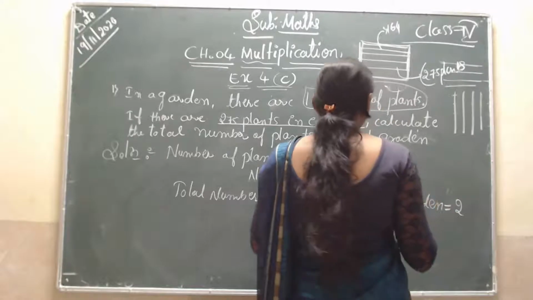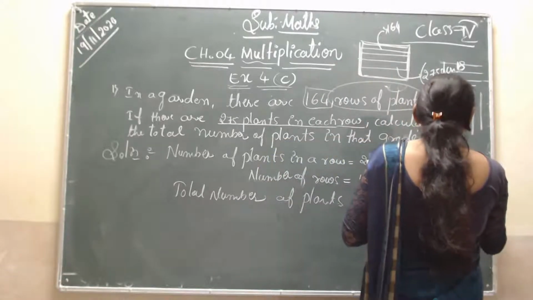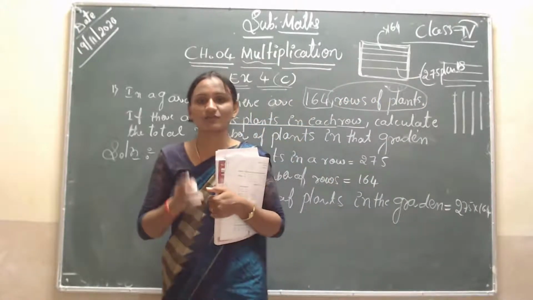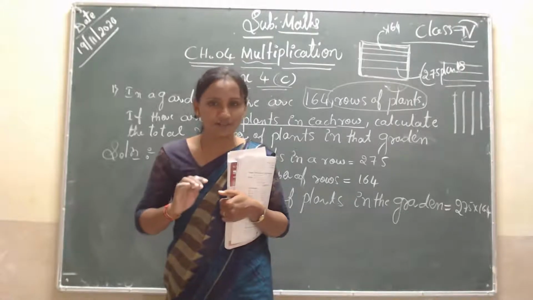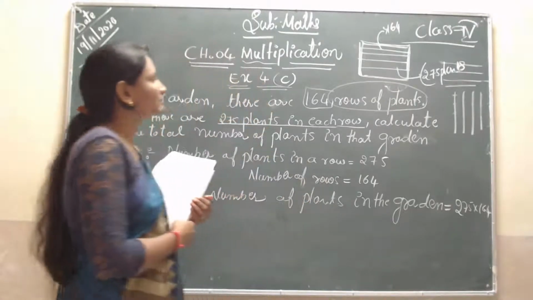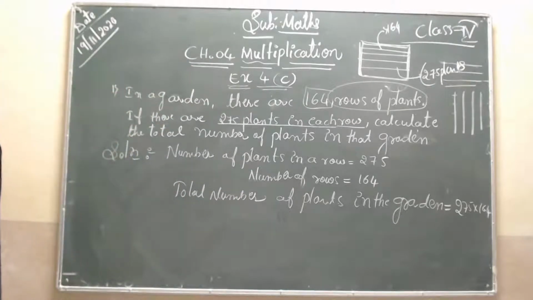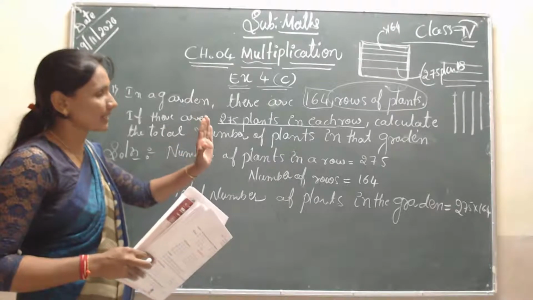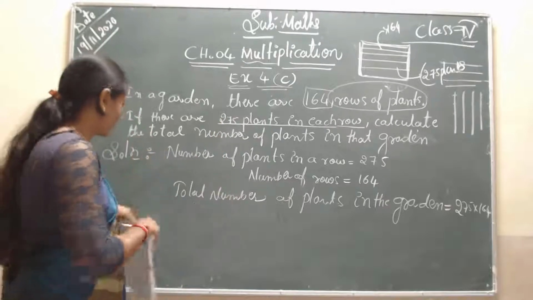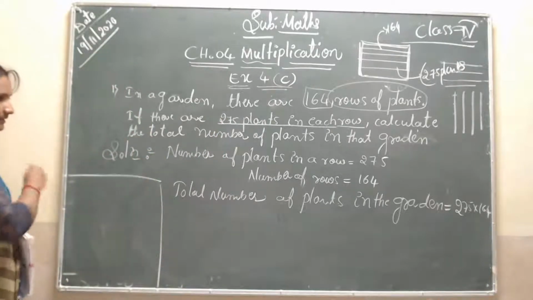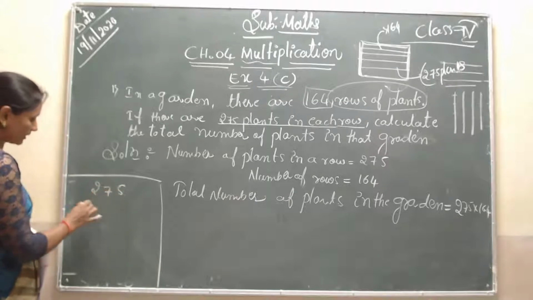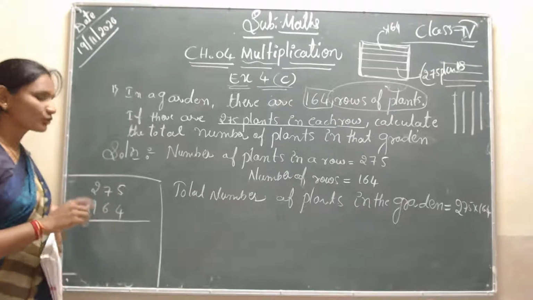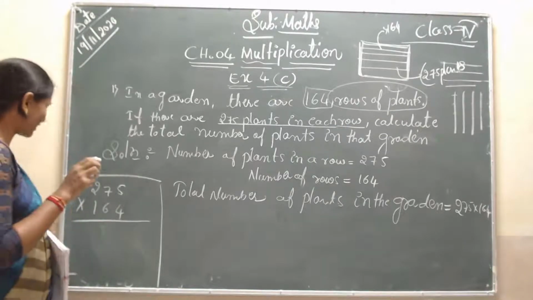So that is 275 into 164. Students, what is the total? To find the total plants in the garden, you must do the multiplication. Multiplication means you multiply the rows in the garden by the plants in each row, 275. So this is 275 into 164. You have to multiply. First multiply by the ones place.